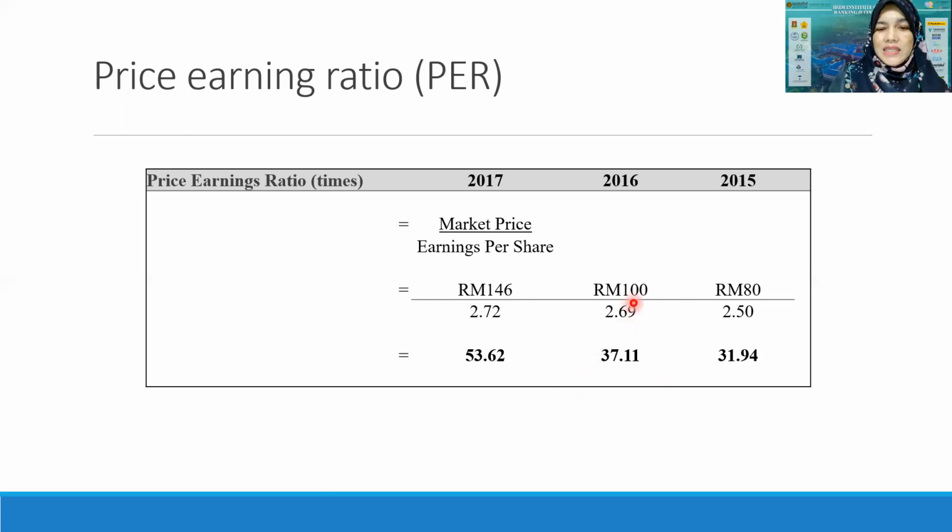So what it indicates here is that the price increased so much, from 80 ringgit to 146, so that made the PE ratio also increase. This shows that the company is highly valued by the investor. Investors are willing to pay so much for the company, even though the earnings have not changed so much. But they are willing to pay a high price. That's why you see the ratio increase from one year to another.